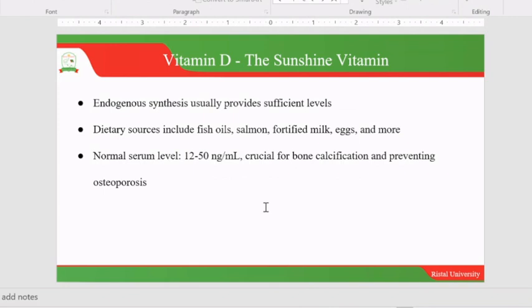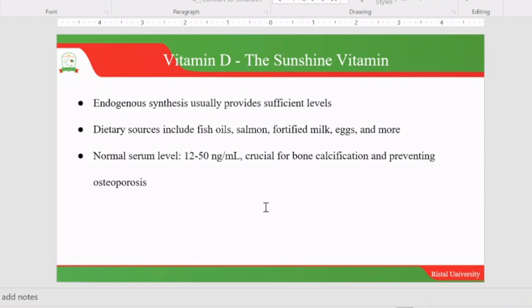It is not really saying that we get vitamin D from the sun. But in elementary questions, they usually ask which vitamin is got from the sun. Right now, we do not expect you to say you get vitamin D from the sun, but you could talk about how its production depends on the rays coming from the sun. Endogenous synthesis usually provides sufficient levels of vitamin D, cholecalciferol, and dietary sources include fish oils, salmon, fortified milk, and also eggs.